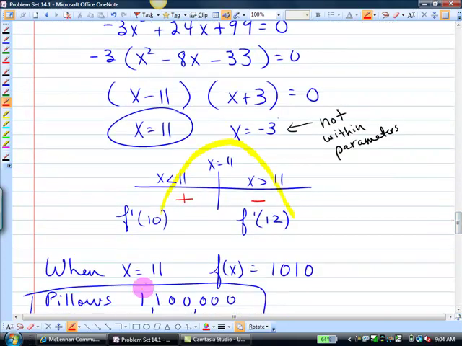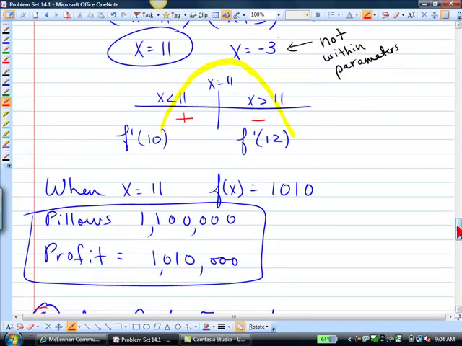All right. When x equals 11, f of x equals 1,010. If you plug 11 into that original function, you get 1,010. But we have to go back to what it said. It was talking about the profit is in thousands of dollars and the x is in hundred thousands. So for the pillows, I had to add a bunch of zeros. And for the profit, I had to do the same thing.